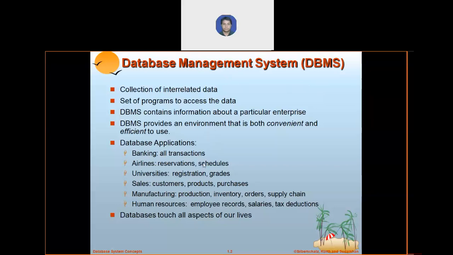All these definitions we have discussed, and these are some application areas where we use a DBMS: banking, airlines, universities, sales, manufacturing, human resources, and many other application areas.